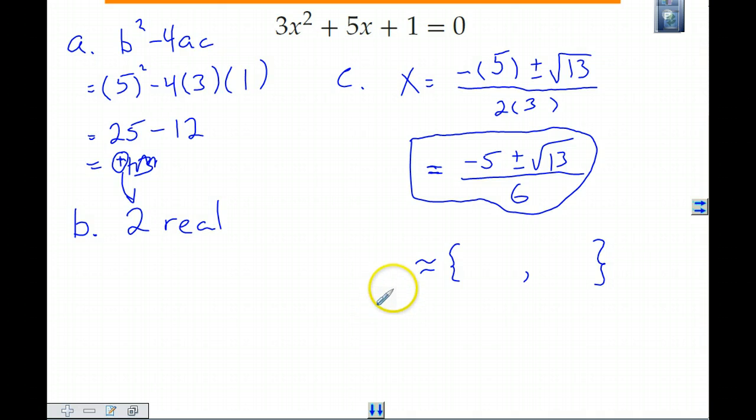I just want to make you understand that this right here is 2 solutions. It's negative 5 plus root 13 over 6 and negative 5 minus root 13 over 6. There are 2 solutions right here. So it does match what we thought it would in part 1.